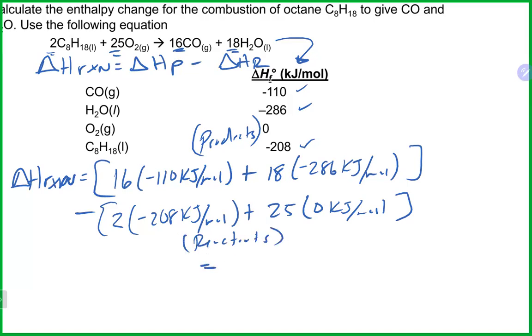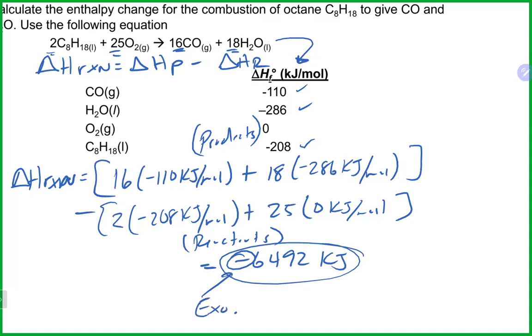So if we add all that together, we're going to go 16 times minus 110 plus 18 times negative 286. We're then going to subtract from that 2 times negative 208, I believe. And in this case, negative 6492 kilojoules. Once again here, we do see a negative number, which will tell us that it is exothermic in this particular case. Any questions on how to calculate that?